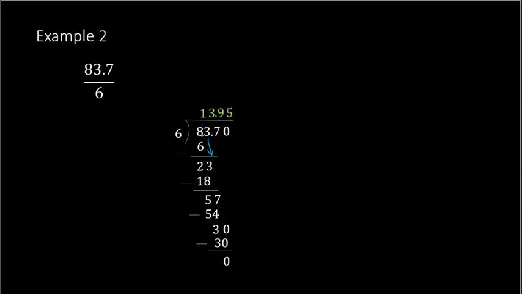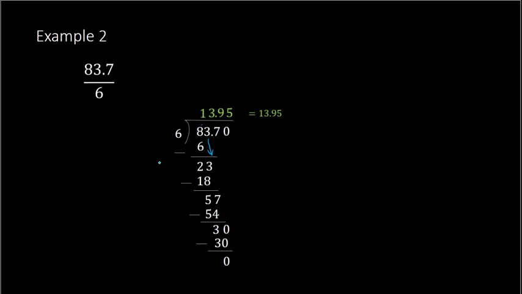And again, using logic, we know 83 divided by 6 is not going to be 1 point something. It's not going to be 139 point something. It's got to be 13 point something. That's the only answer that makes sense. So our answer is 13.95. And again, we can check our answer if we wanted to. We can do the 13.95 times the 6, and we should get back out 83.7, which indeed we would.